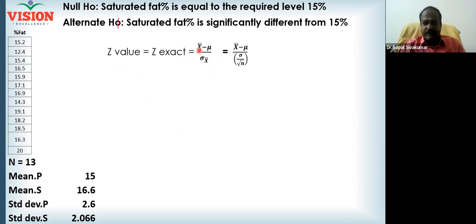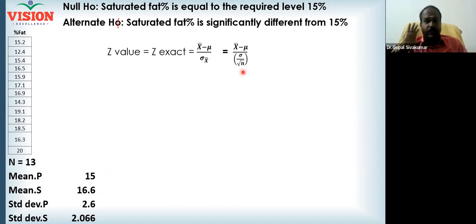Now, X bar is the sample average. Mu is the expected value. How much is the expected value? 15. That means the population mean is 15. The sample mean is 16.6. So for X bar, you can put 16.6. For mu, you can put 15. Now, in the denominator is the standard deviation of the X bar, which is sigma divided by root of n.